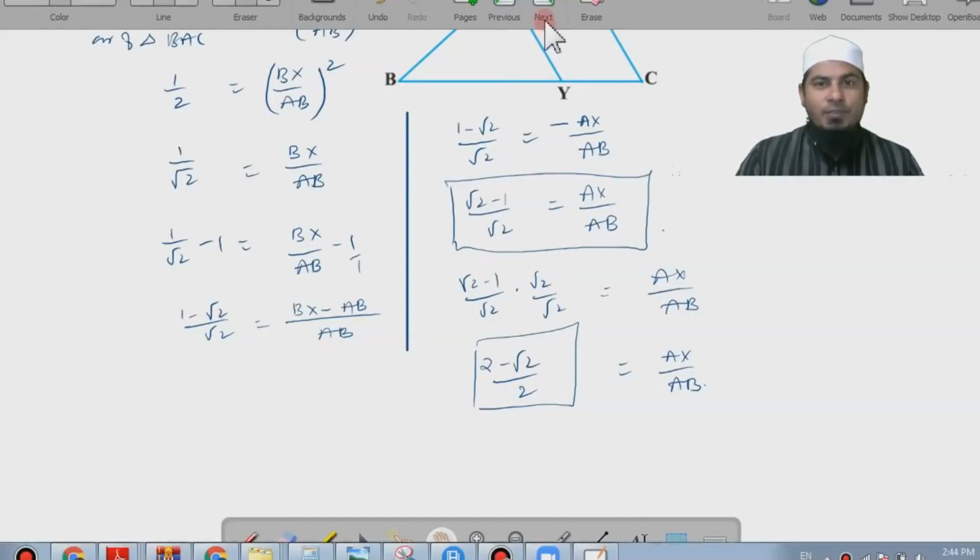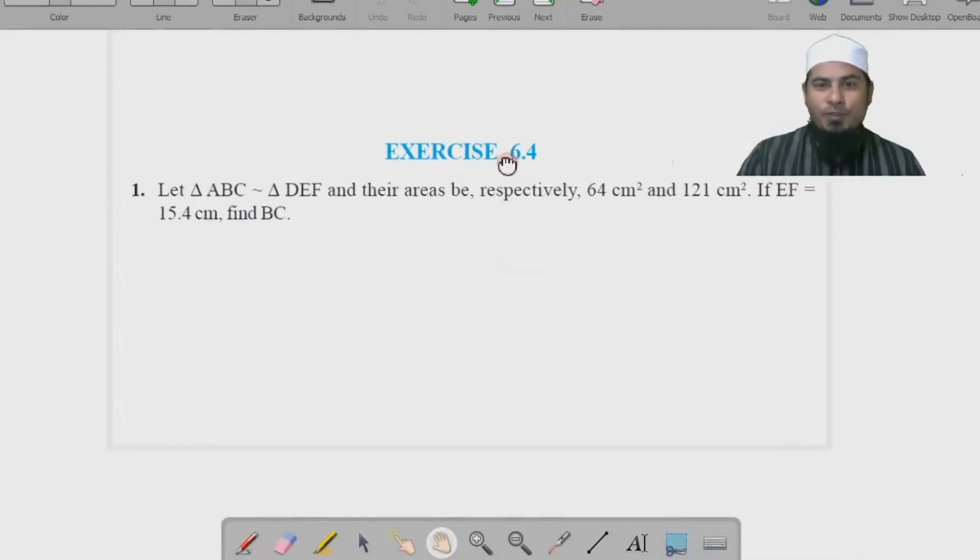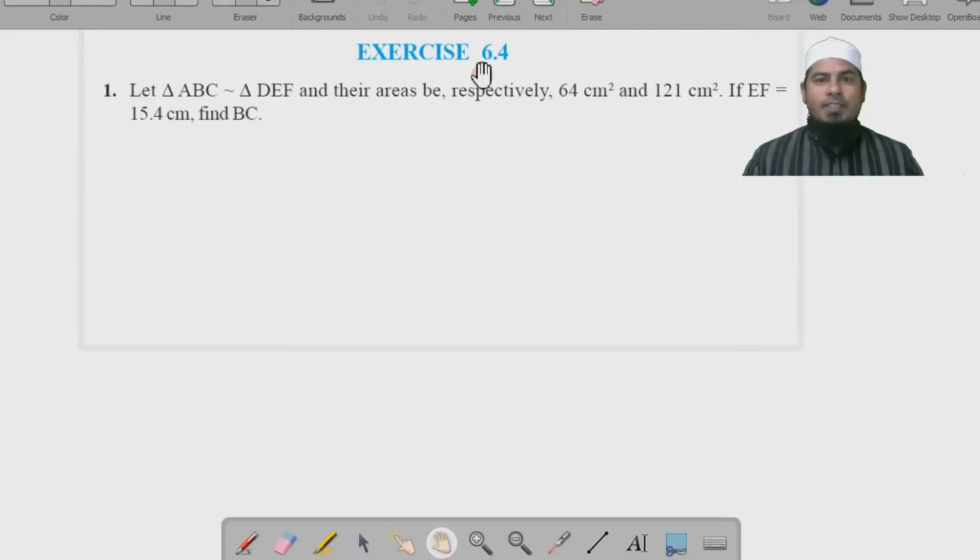Let us take the next question. We got exercise 6.4. The question is telling us that in triangle ABC and triangle DEF, the areas are respectively in this ratio. If EF is equal to 15.4, find BC. Let us draw the diagram and check it out.